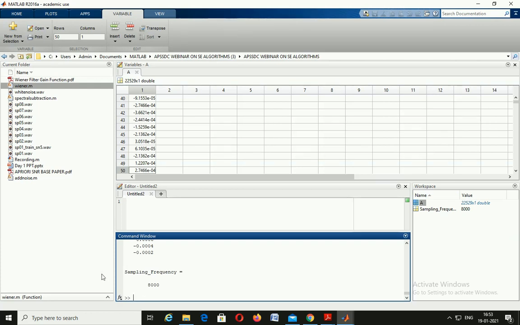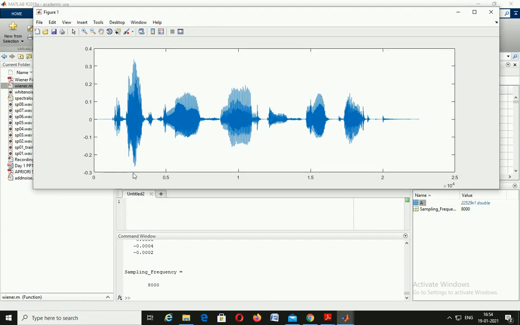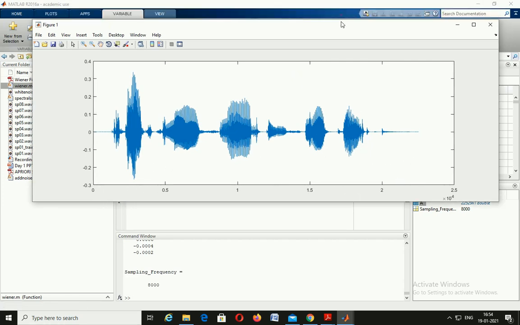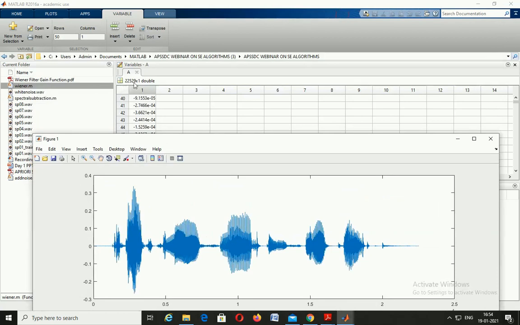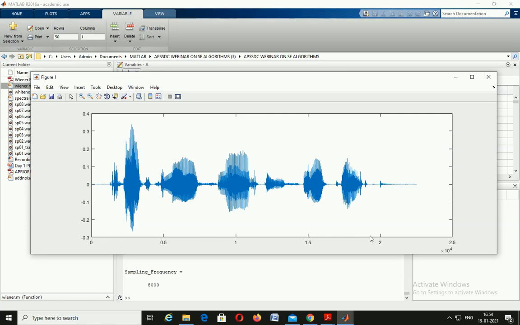So in the waveform that we got here, the first 8000 samples indicate about 1 second, the next 8000 indicate 2 seconds, and so on. So the time duration of this signal is, how many samples does it have? 22529. 22529 divided by 8000 is the actual time duration of the speech signal. That is the point you have to note here. On the x-axis it is the number of samples, and on the y-axis it is the amplitude. So this is the speech waveform plot here.